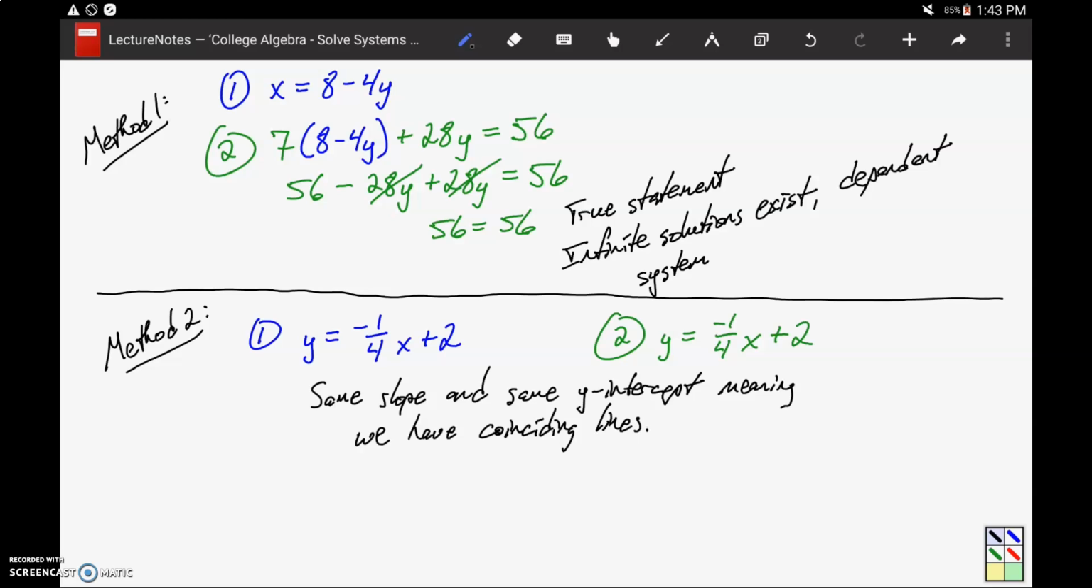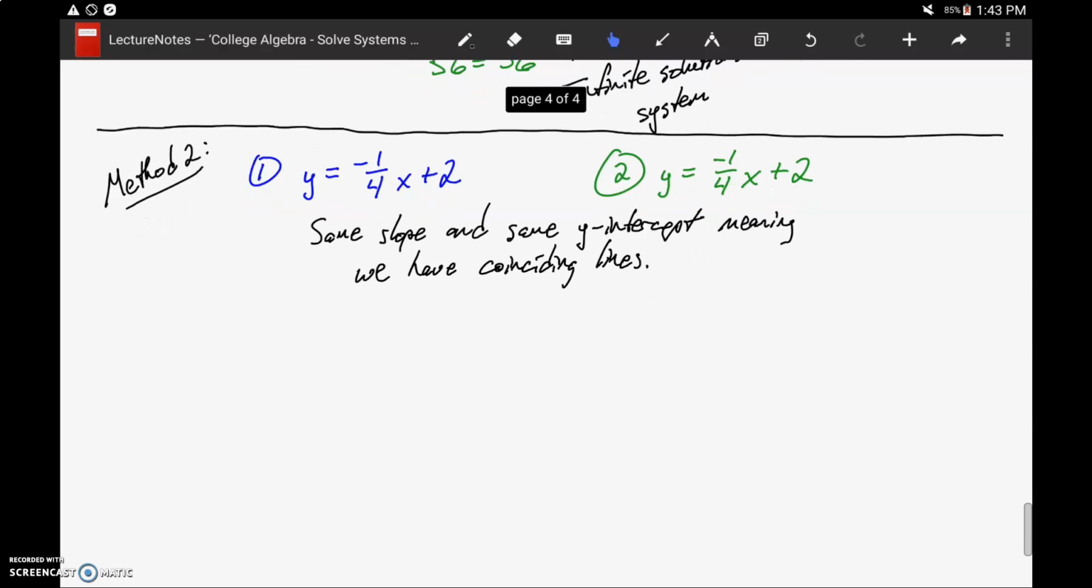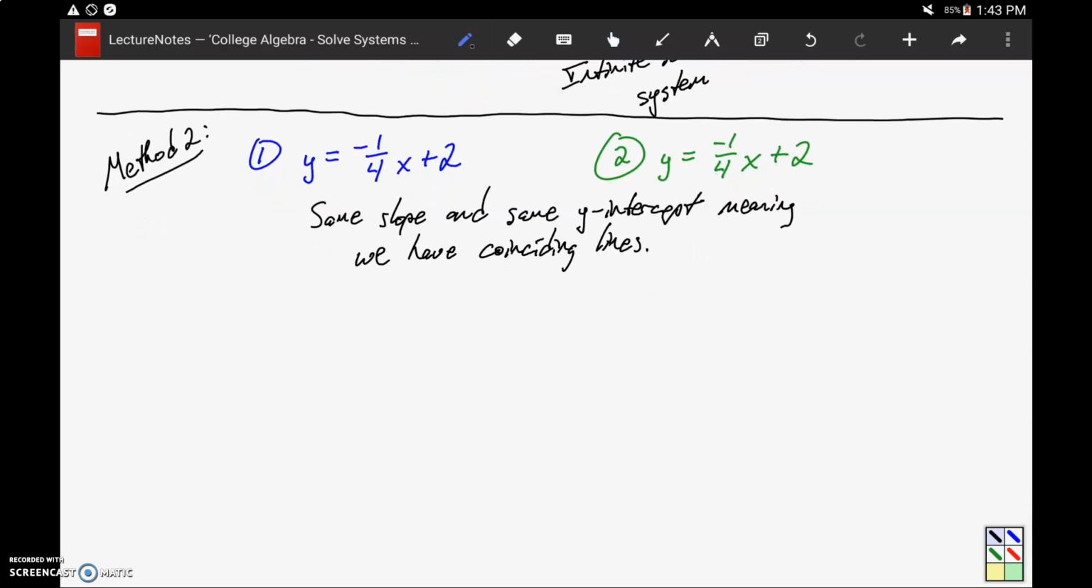So coinciding lines, or just the idea that if we were to graph equation 1 and equation 2, we would be graphing the first line, and the second line would just be graphed right on top of the first one. So we have essentially just the same equation being graphed twice. So what we can say here is that we have an infinite number of solutions, but it doesn't mean that every xy pair is a solution.